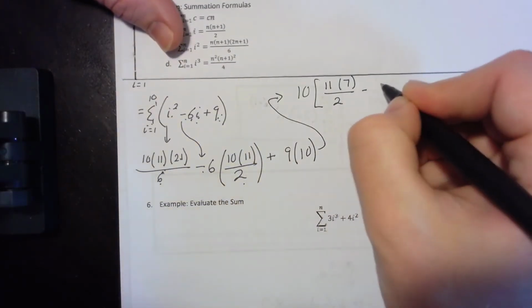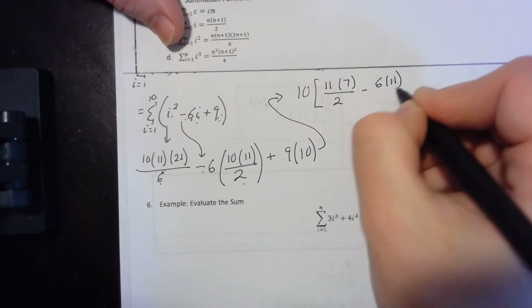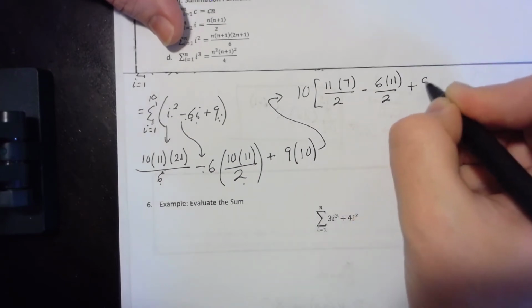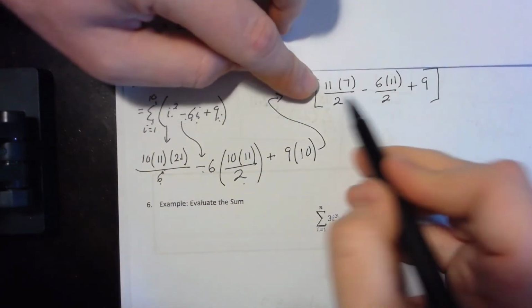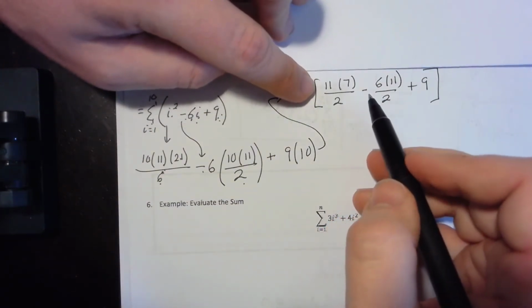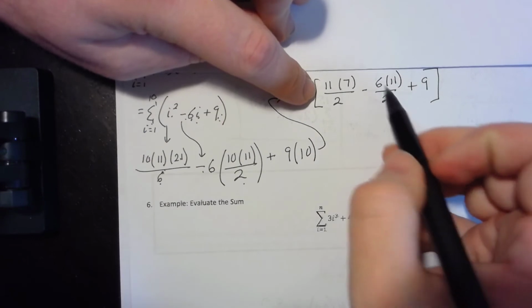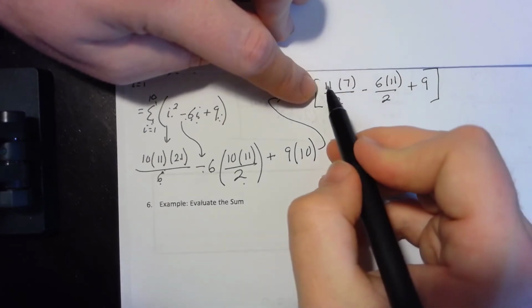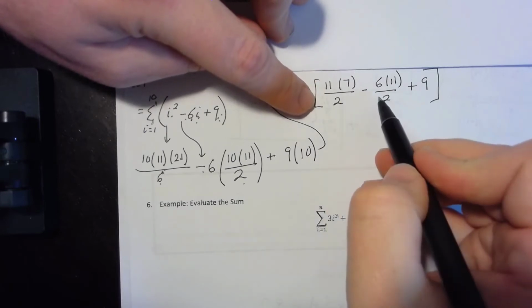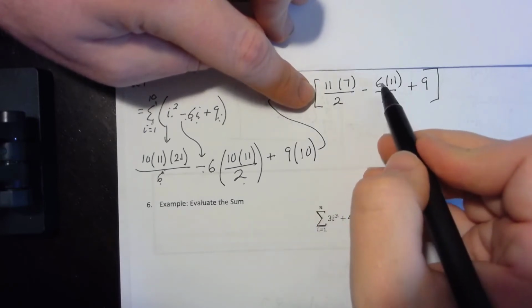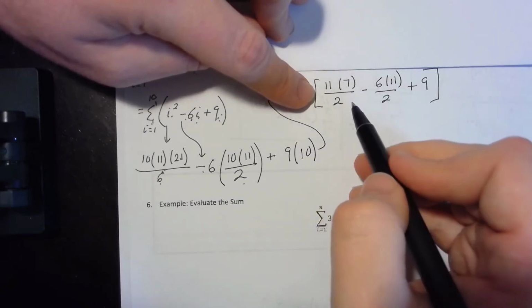And I'm going to actually go ahead and do that. So it's 6 times 11 divided by 2. And then finally plus a 9 tacked onto the end there from this piece right here. Now these two pieces here I can simplify as much as possible. Again, you might have wanted to simplify this, but I'm noticing that this is going to be 77, this is going to be 66, and it's all divided by 2. And 77 minus 66 is nothing more than 11 over 2.